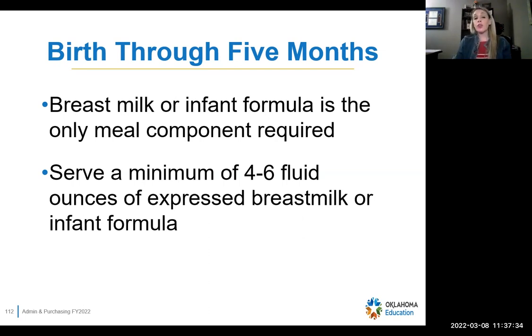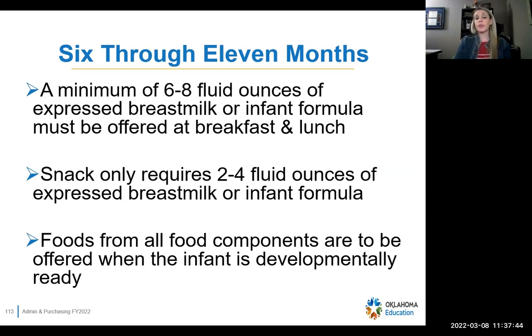Again, breast milk or infant formula is the only component required for those 5 months and under. They need to have at least 4 to 6 fluid ounces of expressed breast milk or infant formula. Now, the 6 through 11-month-old need to have a minimum of 6 to 8 ounces of breast milk or formula at breakfast and lunch. At snack, it does drop down to 2 to 4, but they do have to have formula with every meal.